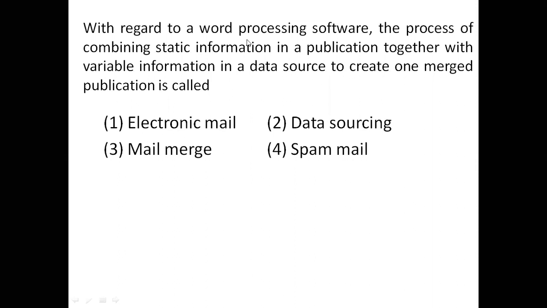With regard to word processing software, it can be Microsoft Word. The process of combining static information in a publication together. You want to publish or send something with variable information. Variable means certain data can be changed for each one in a data source to create one merged publication. Here, the facilitating tool you can use is mail merge. Electronic mail is nothing but sending a message in electronic form. So this is not the one.